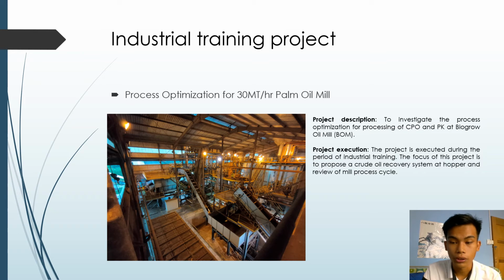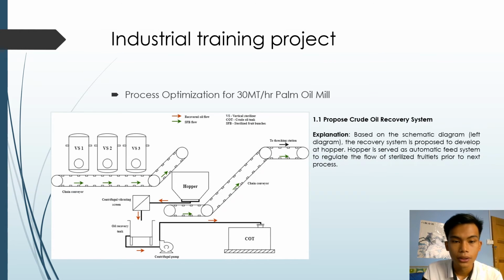The main focus of this project is to propose a crude oil recovery system at hopper and review of the mill process cycle as well. The first one is the proposed crude oil recovery system. Based on this left figure, this is the schematic diagram of the proposed recovery system.